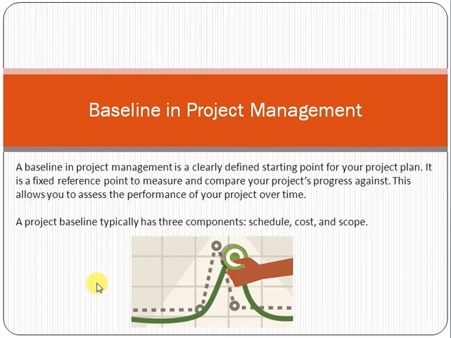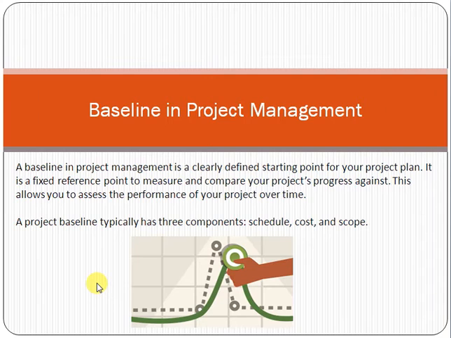So baseline in project management is a clearly defined starting point for your project plan. It is a fixed reference point to measure and compare your project progress against. This allows you to assess the performance of your project over time. A project baseline typically has three components: schedule, cost, and scope. So you compare the progress of your project for schedule, cost, and scope after some time.